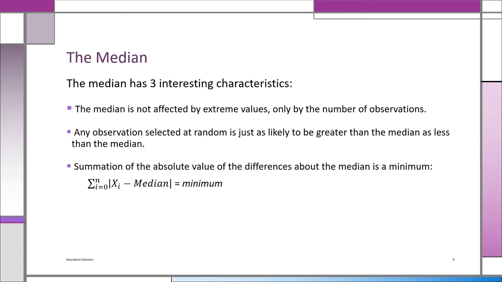And finally, this is really more for those of you who are interested in going further in, let's say, mathematical probability. Everyone else, you can tune out till the next slide. Mathematically, the summation of the absolute value of the deviations of any particular data value from the median, if you take just the absolute value, because you don't want to look at pluses and minuses, and add them all up, that's the smallest that it could possibly be.